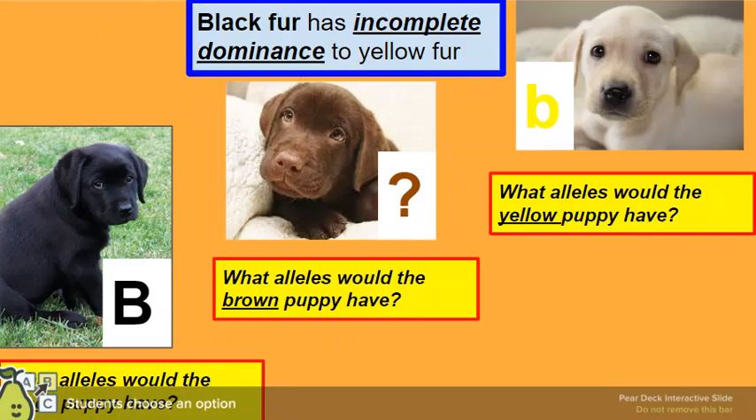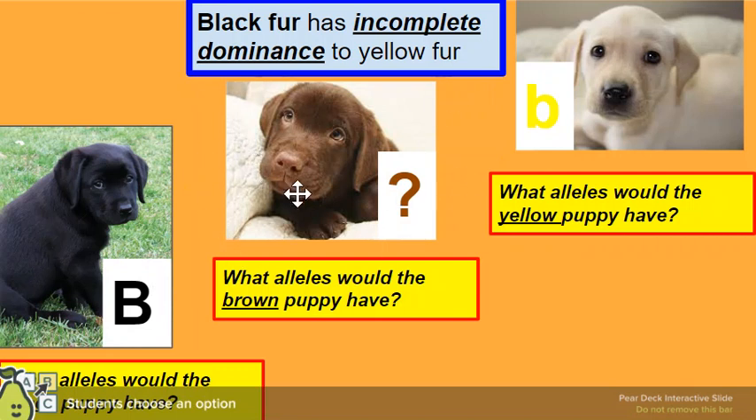So this happens a lot in labs. For example, labs: black fur has incomplete dominance to yellow fur. The allele for black fur is big B. The allele for yellow fur is little b. What alleles would a brown puppy have, knowing that brown is a mix between black and yellow? It would have 1 black allele, big B, and 1 yellow allele, little b.